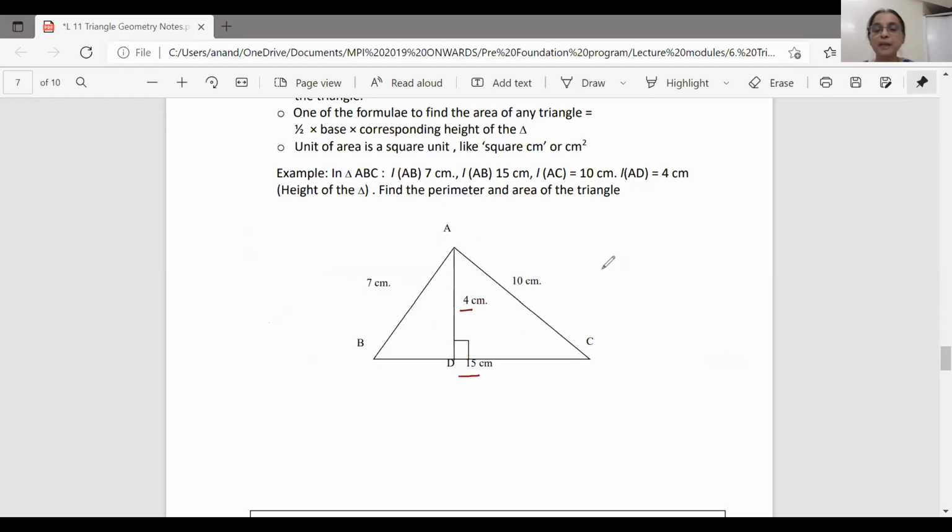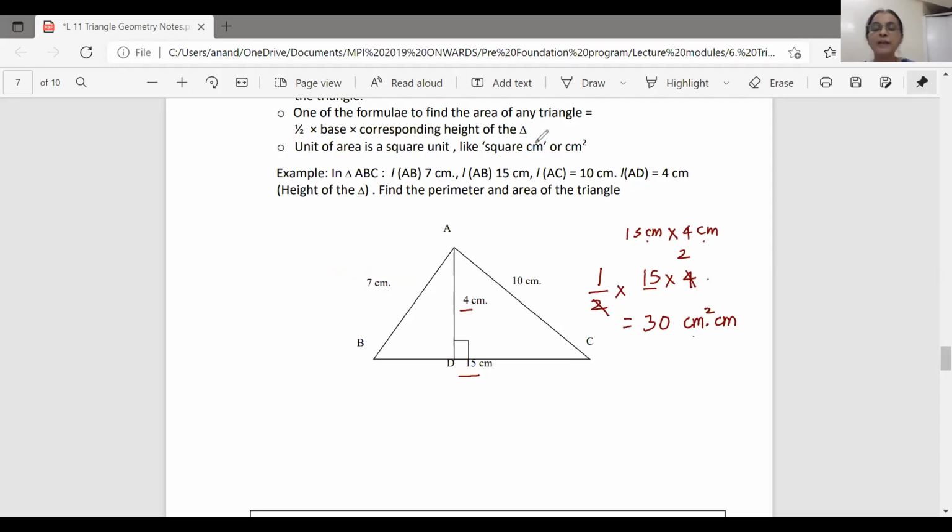I have this pair of base and height. So my area will be half of the base. Base is 15 and the corresponding height is 4 centimeters. Two ones are 2, two twos are 4. Area will be 30 and I will express it as centimeters square, centimeter into centimeter, because base is also in centimeter and height is also 4 centimeter. I'm multiplying centimeter by centimeter, so this is centimeter square.